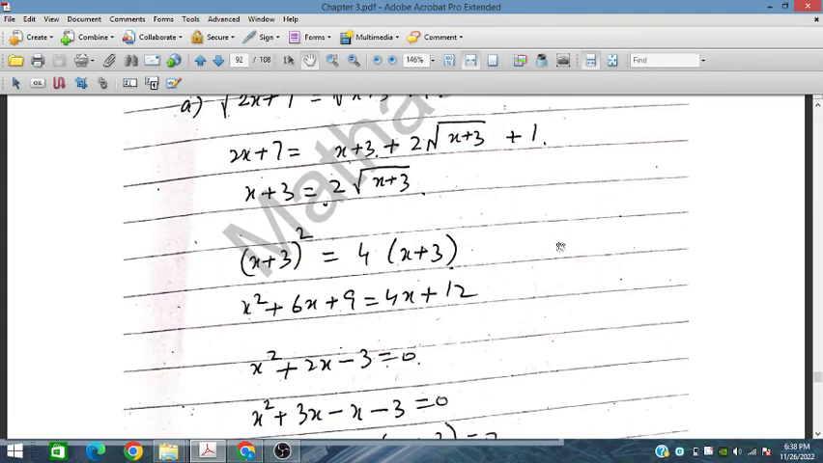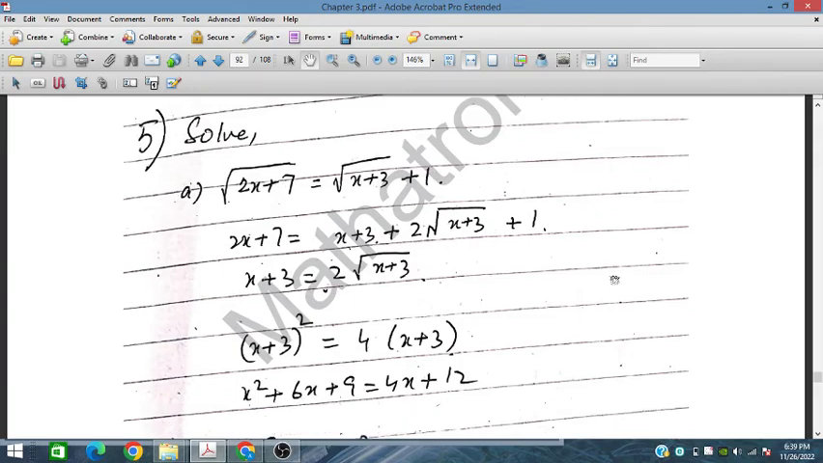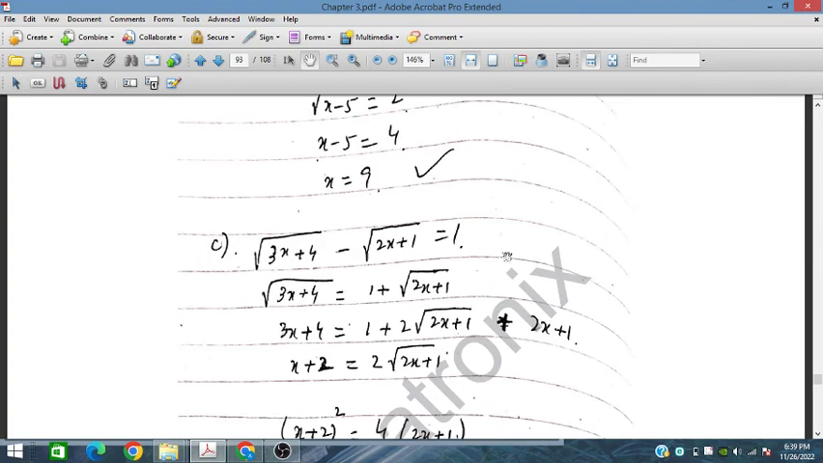So both sides are satisfying. Now minus 3 here. So this is 6, minus 6 is 1, minus 3 is cancel out, 0. So this is 1, this is 1. So this is satisfying. So both satisfying. Similarly for other ones.